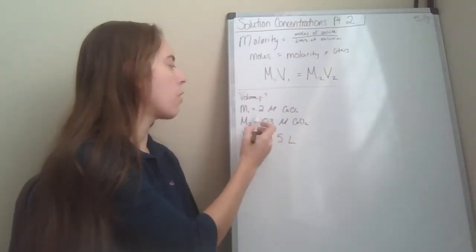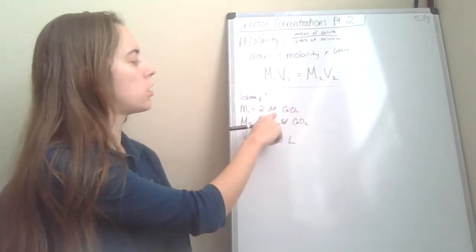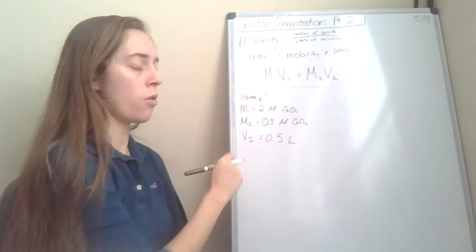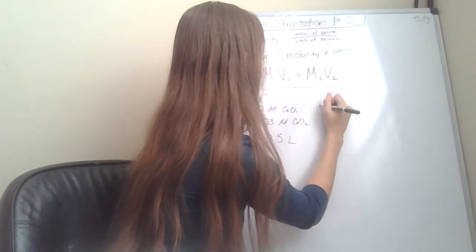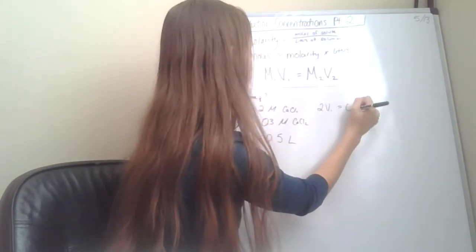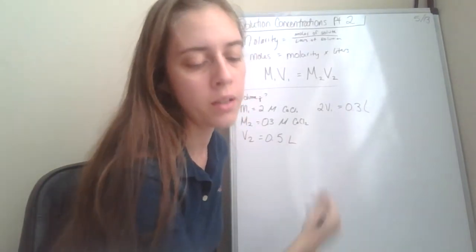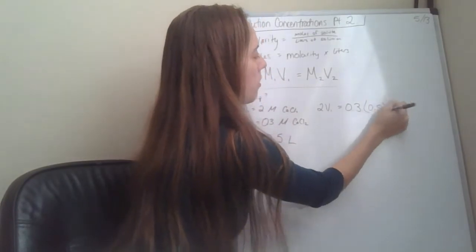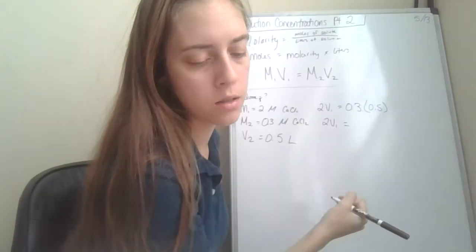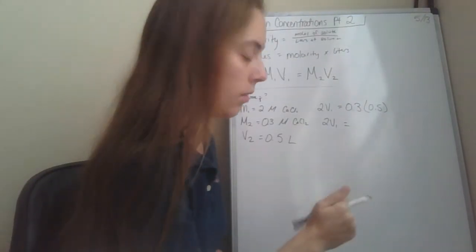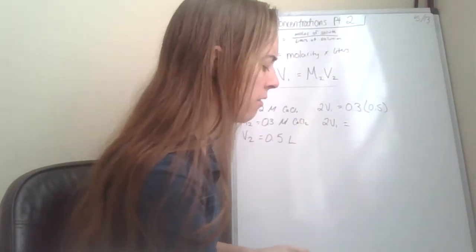So we know that starting off we have 2 molar, sorry, this is supposed to be a 1. We have 2 molar solution, and we want a 0.3 molar solution in a total of 0.5 liters. So now we can just plug and check. We know 2 times V1 equals 0.3 times 0.5, we can leave it in liters for now. So we end up with 2 V1 equals 0.3 times 0.5, which should be 0.15. Yeah, that's right.